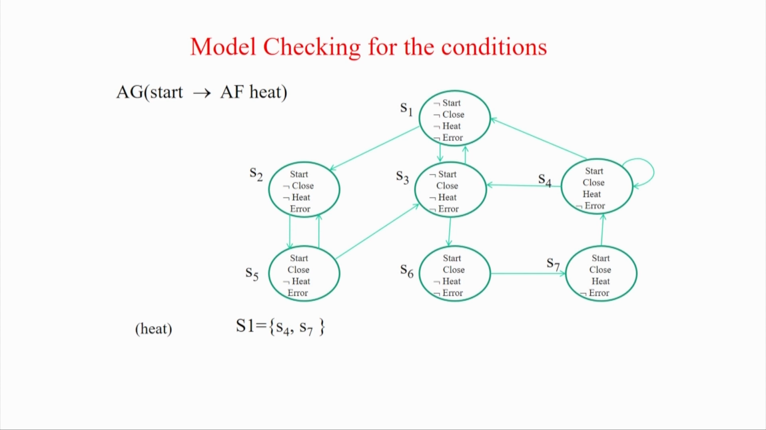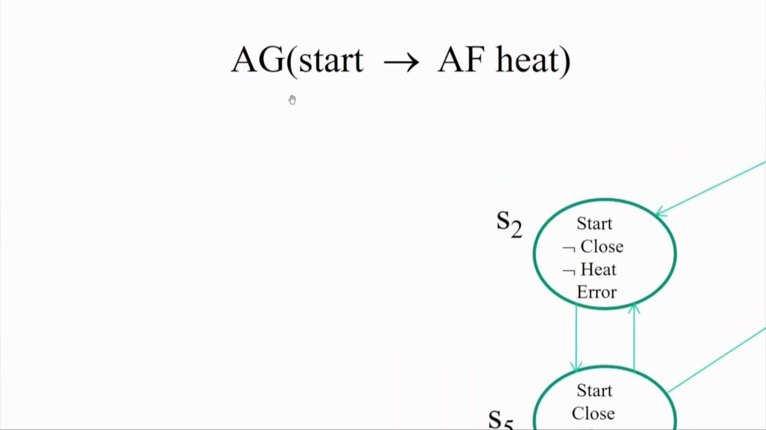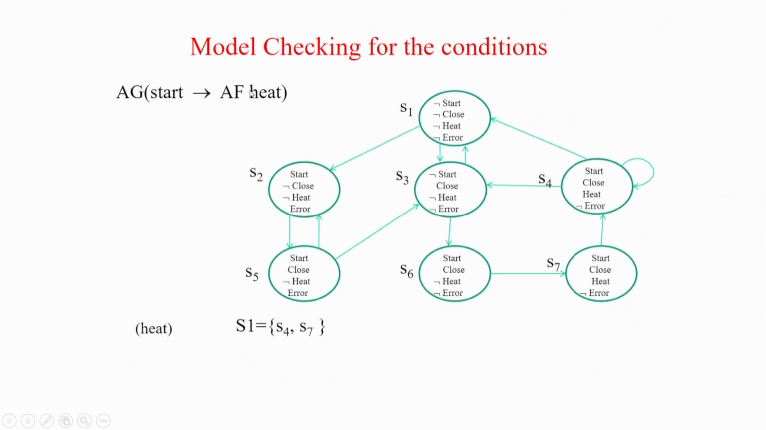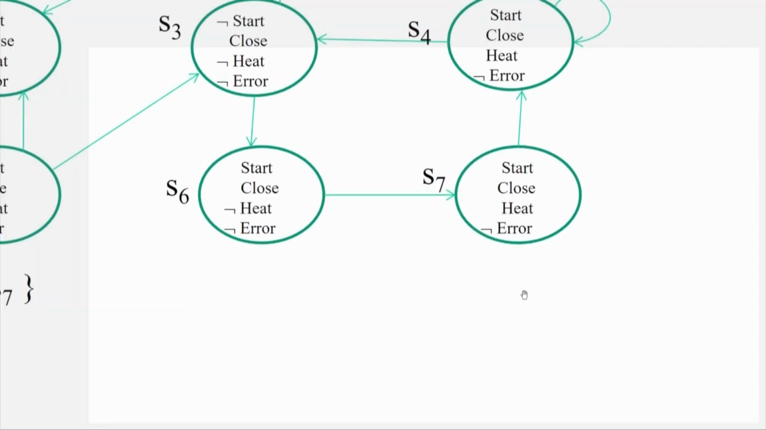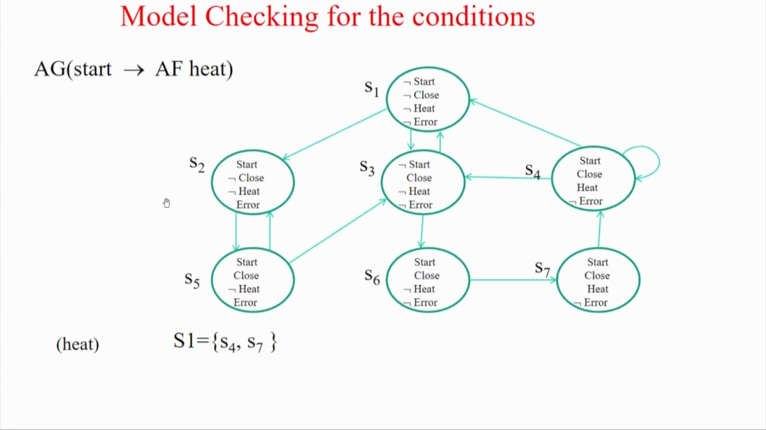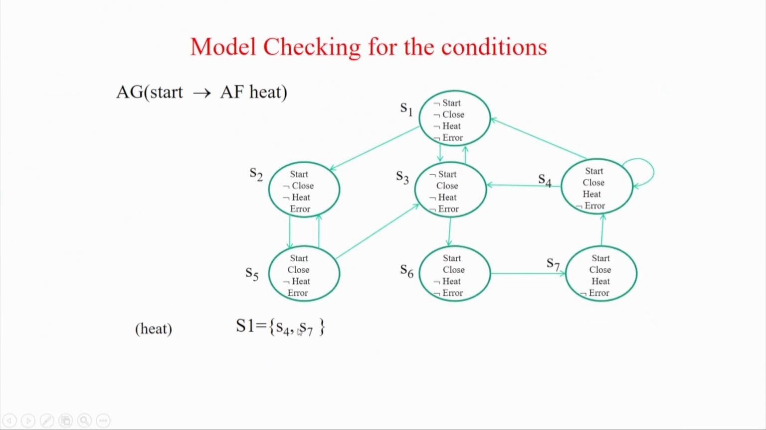Now we are going to check the more complex property, in which case we said that I put a start, this is very critical, and in future heat should be there. So what I have to do, I have to do in steps. First I have to think about in which states heat is true, that is, I have to check heat first. If you look at it, you can find that heat is true in states S7 and S4 only. So heat is true in this case, and I can write it as heat.